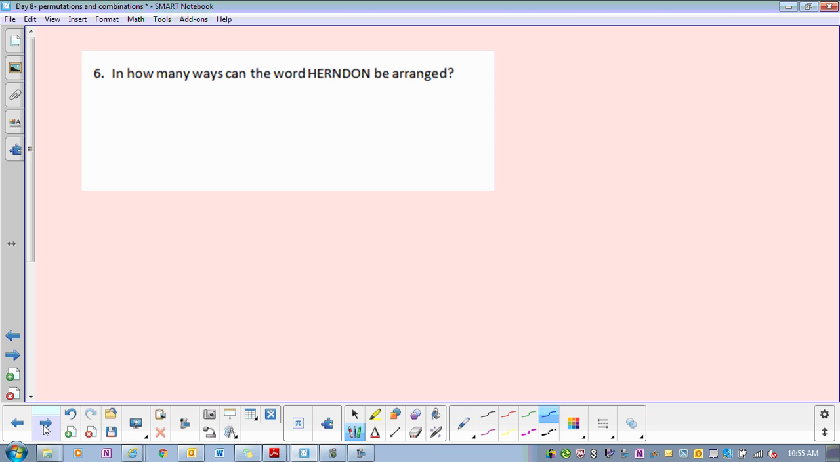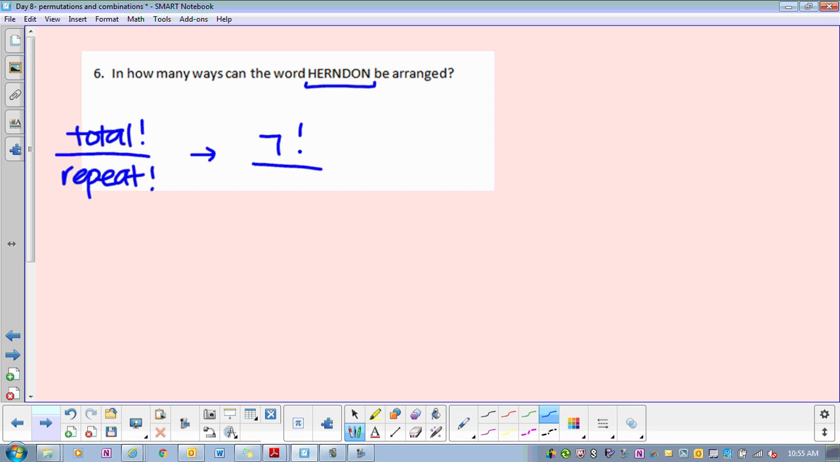So let's look at Herndon. How many letters are in the word Herndon? 7. All right, so remember, total factorial over repeat factorial. What's the repeat? You have 7 letters total, and N repeats. You have N times how many? 2. 2 N's. So then 7 factorial divided by 2 factorial. Let's put that in.